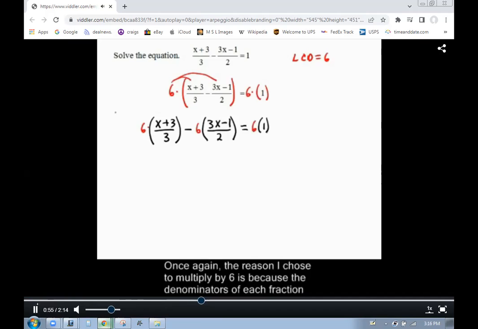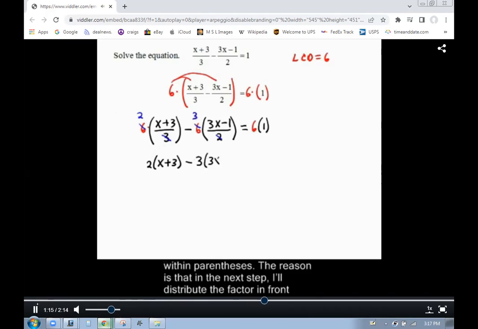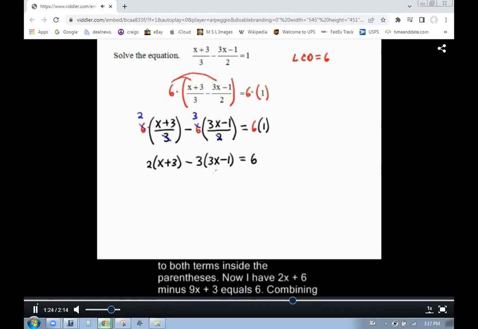Once again, the reason I chose to multiply by 6 is because the denominators of each fraction divide evenly into 6. And notice that with each term, I'm grouping a 2-term expression within parentheses. The reason is that in the next step, I'll distribute the factor in front to both terms inside the parentheses.